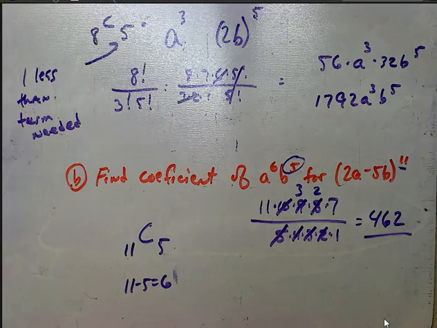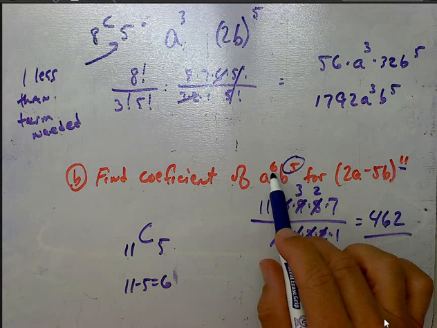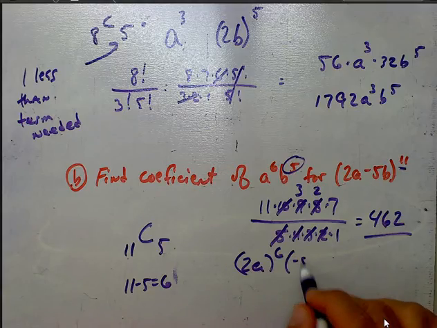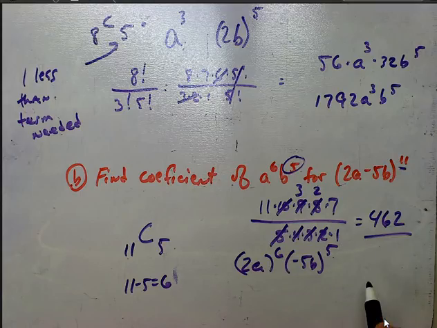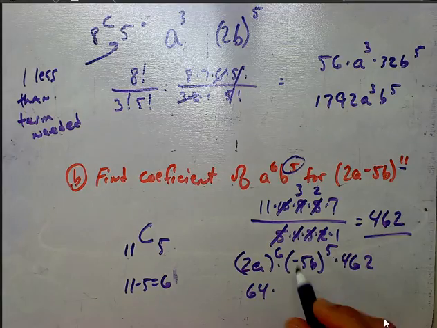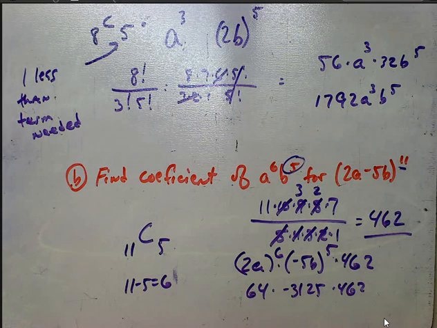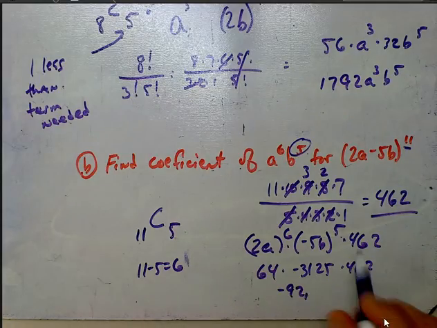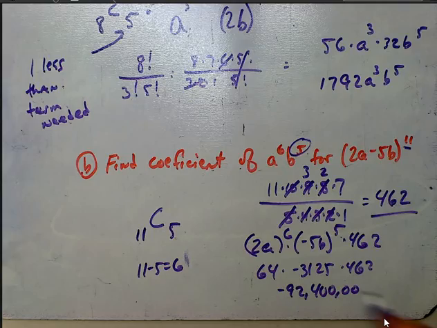Okay. Now there's just a little bit more to it, because remember, if this is the a to the sixth, it was 2a to the sixth, and then it was negative 5b to the fifth, and so now I have to evaluate the rest of this times 462. So 2 to the sixth is 64. Negative 5 to the fifth is negative 3125 times the 462. And so the overall coefficient is going to be negative 92,400,000 after I multiply all those together. And then obviously a to the sixth and b to the fifth.